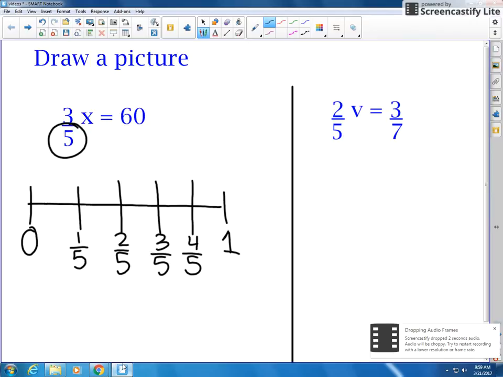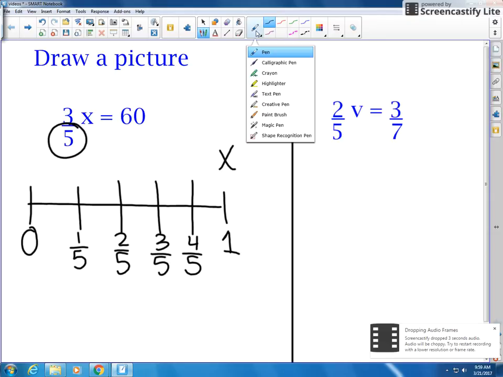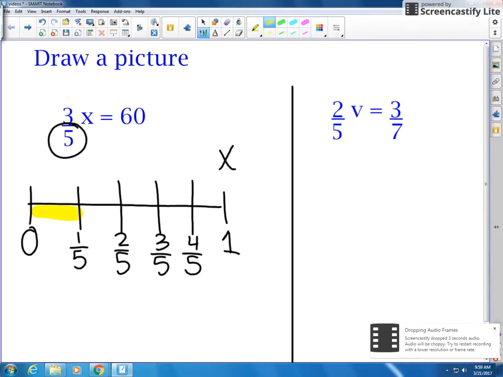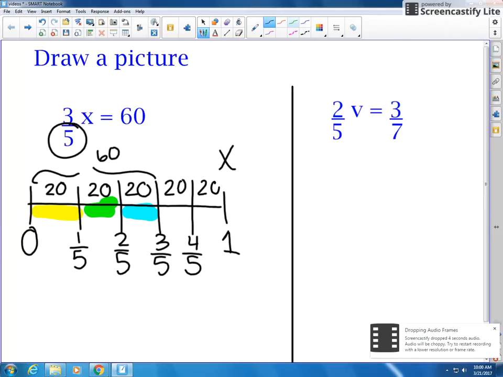If I look at my equation, it's 3/5 of what number is 60. So I don't know what the whole number is, but I do know that 3 of the 5 sections is 60. So this section plus this section plus this section have a value of 60. Well, that's really 60 divided into 3 different sections. If this was a perfect drawing, these would be equal, so my sections would have equal values. So that would be 20, 20, and 20, because 20 times 3 equals 60, or 60 divided by the 3 sections equals 20. If these sections are each worth 20, then these sections also need to be worth 20.